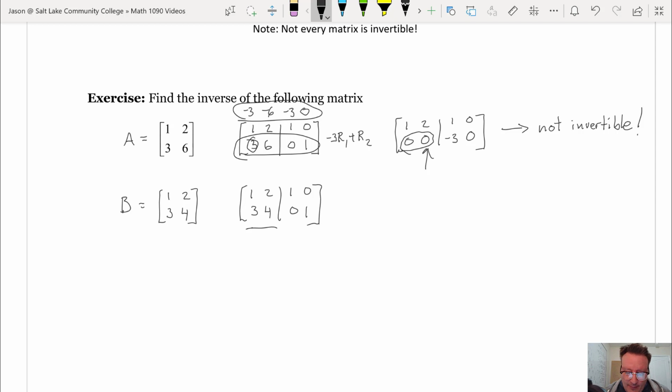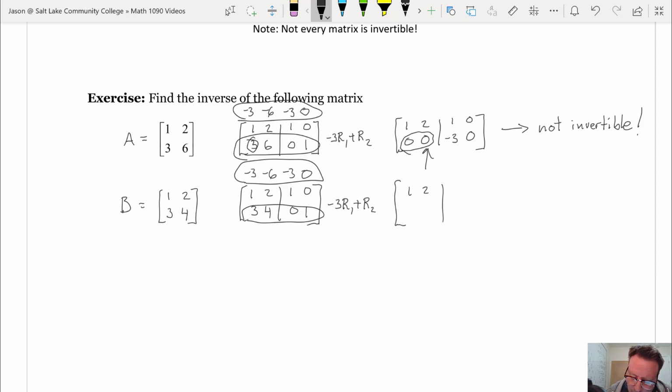I should clear out that 3. I'm going to do the same row op as I did above: -3 times row 1 plus row 2. I'll write that out. That's going to be -3, -6, -3, 0. That will get added to row 2. And the new matrix will be 1, 2, 1, 0, 0, -2, -3, 1.